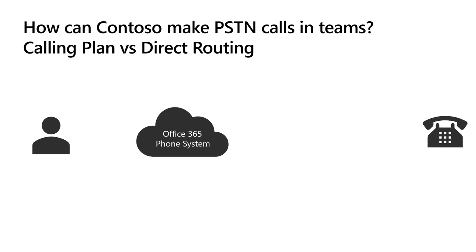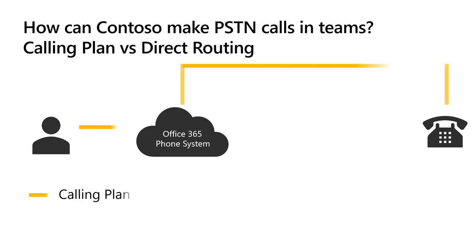So first of all, how can we make telephone calls? Our users are in Office 365. We want to make PSTN calls. Two options. The first one is calling plan. With calling plan, Microsoft provides the SIP, so they provide the ability to make and receive telephone calls. It's just an additional license, and it's available in a few countries around the world.